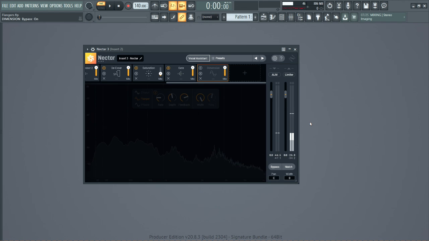But that's the flanger effect and how it relates to the chorus effect, a few differences between them, and how they sound.